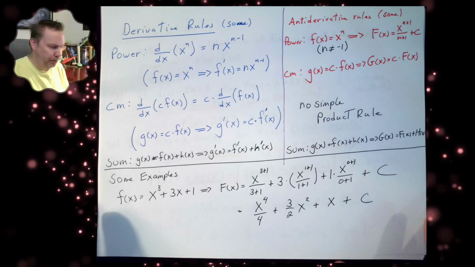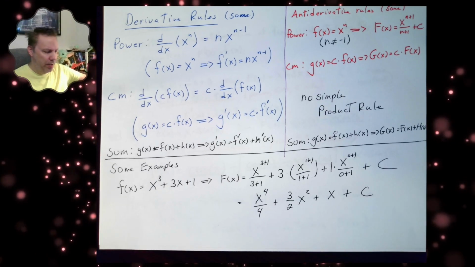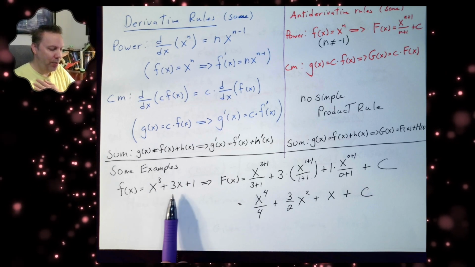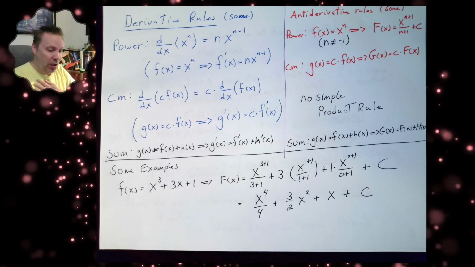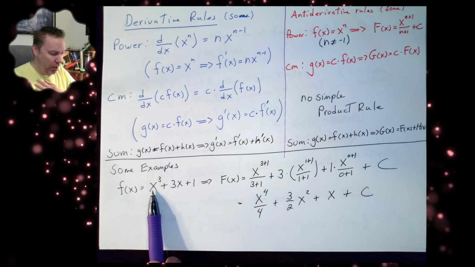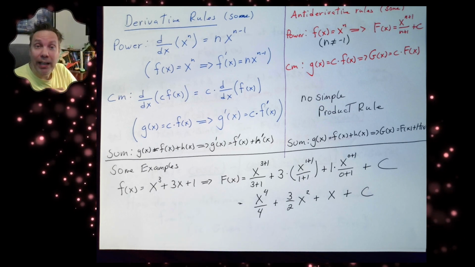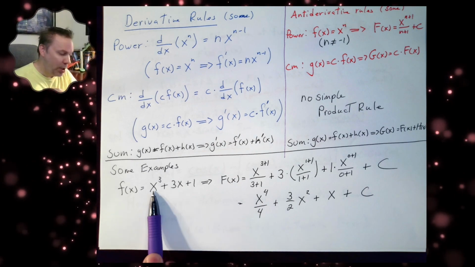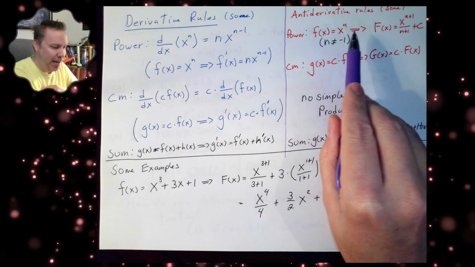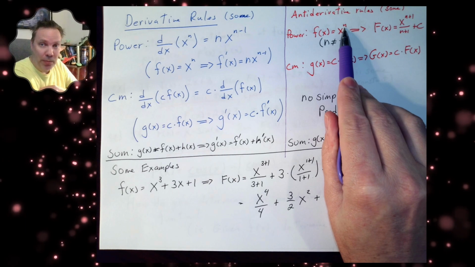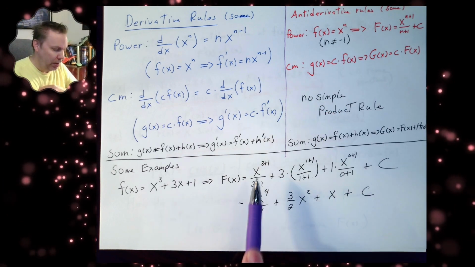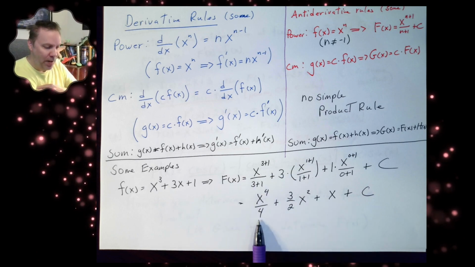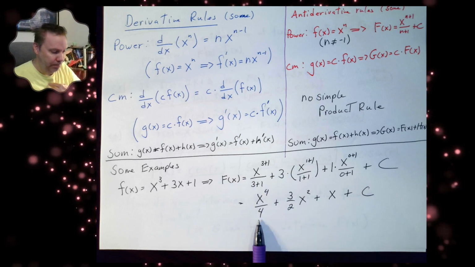So here's an example. Let's see if I can walk through this example. Suppose I give you x cubed plus 3x plus 1. The sum rule says I can treat those three individual parts separately. Let's work with x cubed. X cubed is a power. I'm going to increase the power by 1 and divide by the new power. Well, that simplifies to x to the 4th over 4.